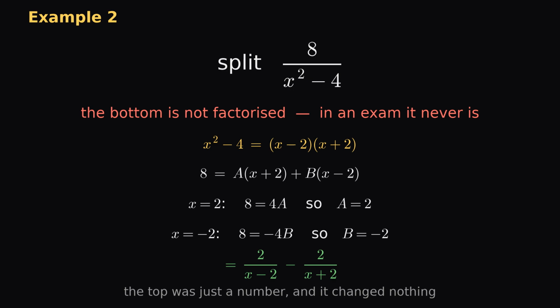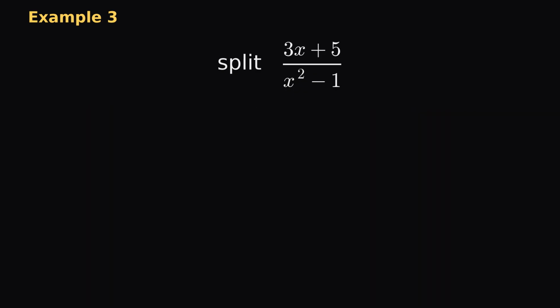A and b do not care what is on top. Example 3. Split 3x plus 5 over x squared minus 1. The bottom factorizes to x minus 1 times x plus 1. 3x plus 5 equals a times x plus 1, plus b times x minus 1.